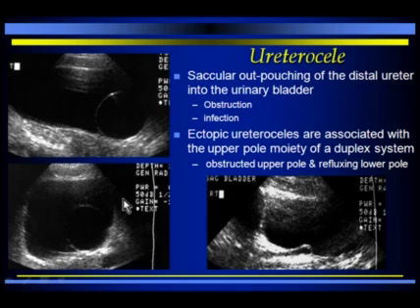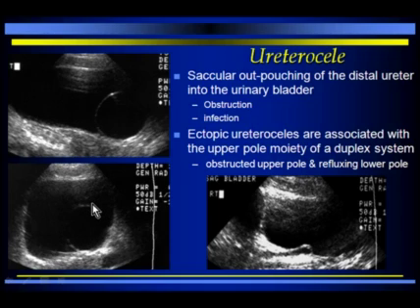Another congenital abnormality which can interfere with bladder function is the ureterocele. Now, as the ureter comes through the bladder wall to empty into the bladder, it comes through an area which we call the ureterovesical junction. Sometimes there's an outpouching of the wall of that ureterovesical junction which goes into the bladder. And that saccular outpouching into the bladder is called ureterocele. You can see part of the ureterocele here. You can see the ureterocele here on this transverse image of the bladder.